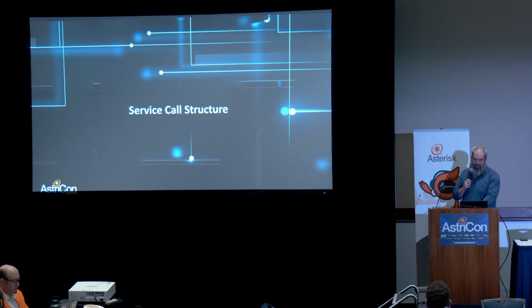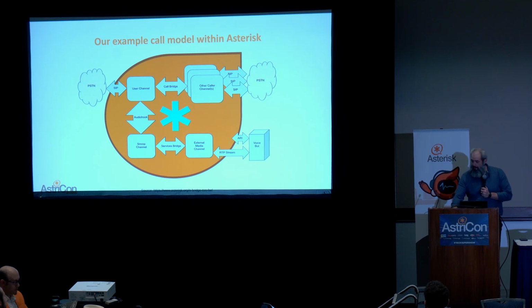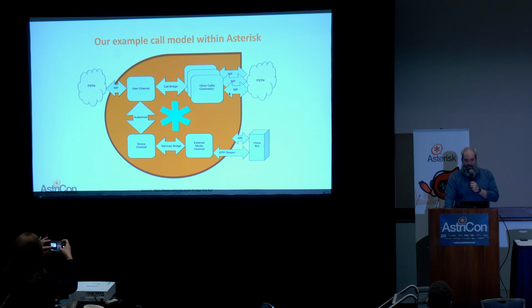There are multiple ways to bridge a channel into external media. This is the structure that we've settled on, and we'll get into why. The top half of this top line we should all be pretty familiar with: the PSTN, an incoming call via SIP, creates a user channel, and you put them in a call bridge with other services and other channels. Here they're all SIP, but this could be a local channel connected to whatever. This is the general call model that we're used to seeing.